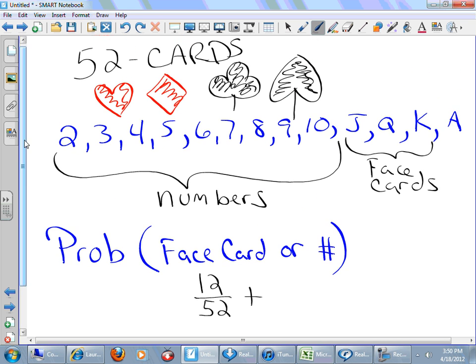Now the probability of getting a number. How many numbers are there from 2 to 10? Now before you say 8, stop and think about it. I think there are 1, 2, 3, 4, 5, 6, 7, 8, 9. You can't just subtract.